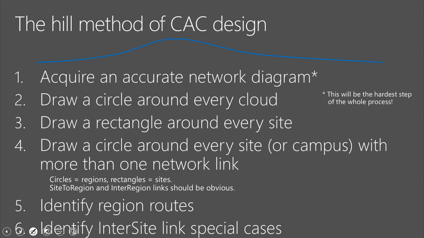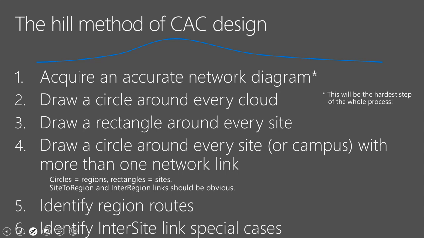When you get that network diagram, everything that is a little cloud on there, usually their MPLS wide area network is shown as a cloud, everything that's a cloud, draw a circle around it. In our documentation and in how we think about this, circles represent regions. So every time you draw a circle around something, when you go to configure it, you're going to create a region for that circle. Draw a rectangle around every site. Those are sites, as you'd expect.